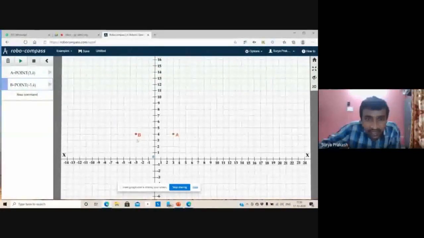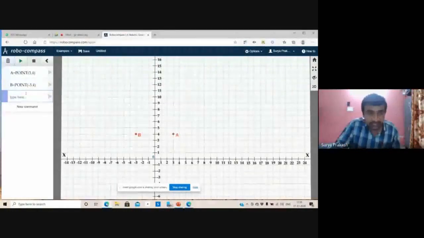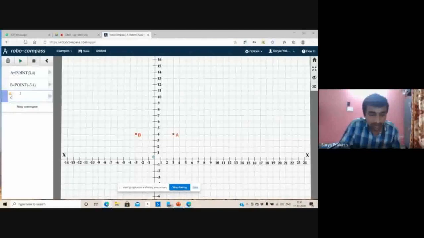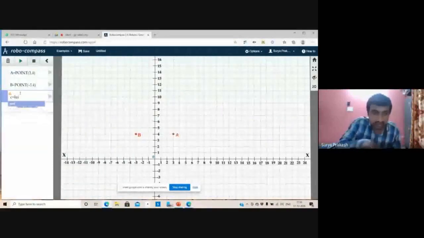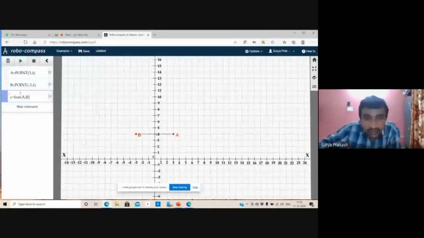Suppose we want to draw a line passing through these points A and B. Now we can give the command here. A line can be drawn. The line name is C. We give the name of the line also. C is equal to line joining the points A and B. So you can see the line on the screen.